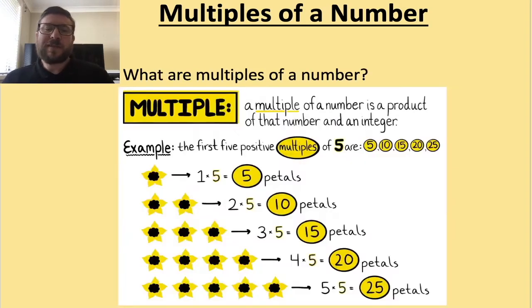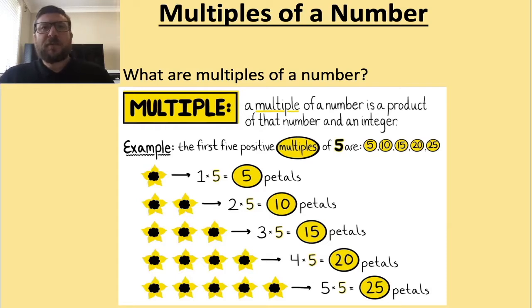Alright, so multiples of a number. A multiple of a number is a product of that number and an integer. Now there's some big words there. Product just means what the number is when it's times together. Integer is just another word for a number. So what we're saying is that multiples of a number is what a number equals when it's times by another number. Let's have a look at the example here.